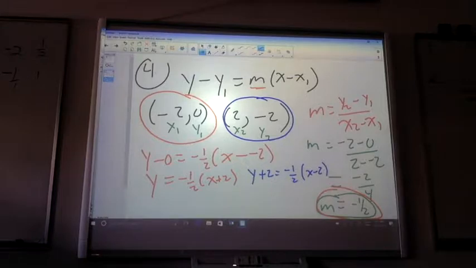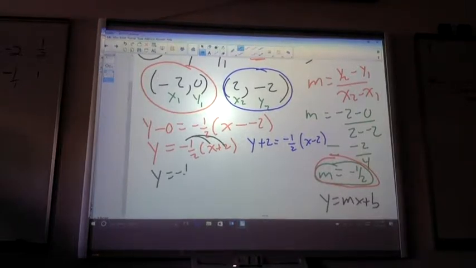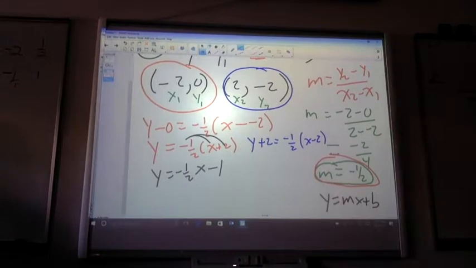Two different answers, depending upon the point you pick, yes? Which one's correct? No, the first. They're both correct. They're both correct. Okay? This is why they're both correct. So, if I were to try and change these back into this form, y equals mx plus b, which is slope-intercept form, if I distribute over the parentheses here, I'm going to get y equals negative 1/2 x minus 1.